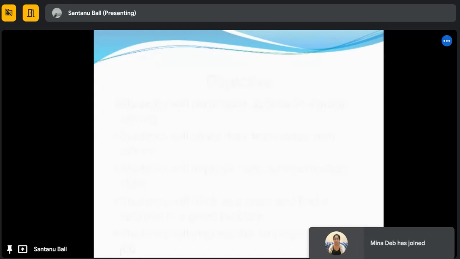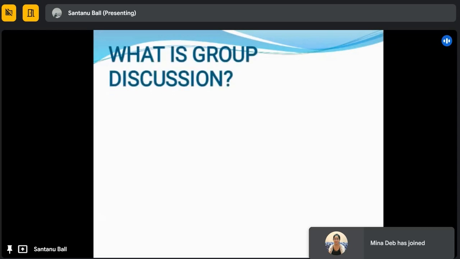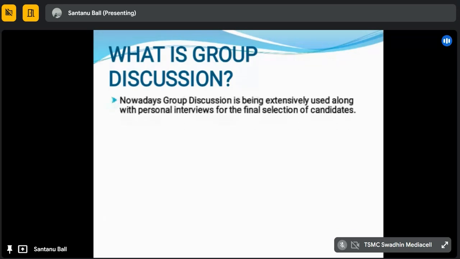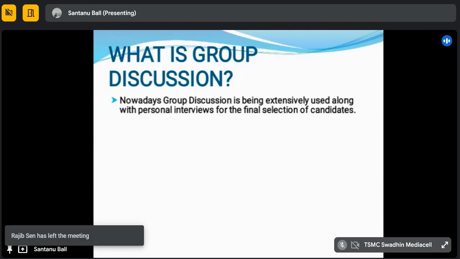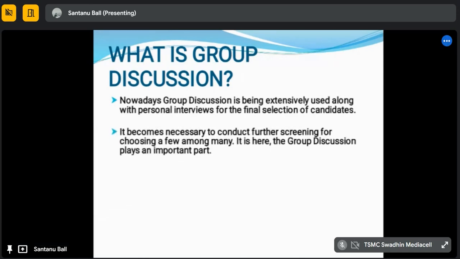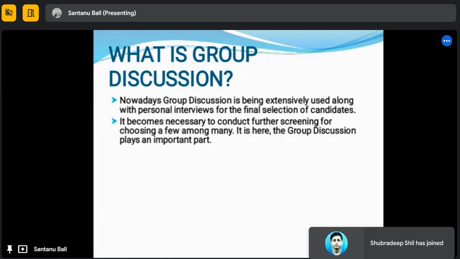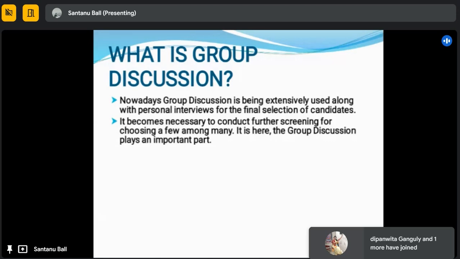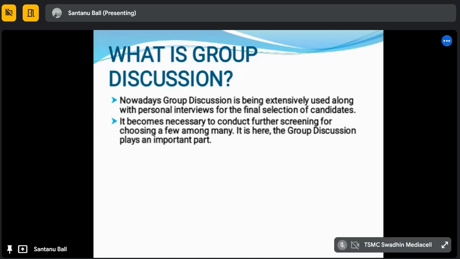Now, the next slide is all about what is group discussion. Now, I hope my voice is very clear to all of you. Now, what is basically a group discussion? Nowadays, group discussion is being extensively used along with personal interviews for the final selection of the candidate. And the next thing is, it becomes necessary to conduct further screening for choosing a few among many. And it is here that group discussion plays an important part.